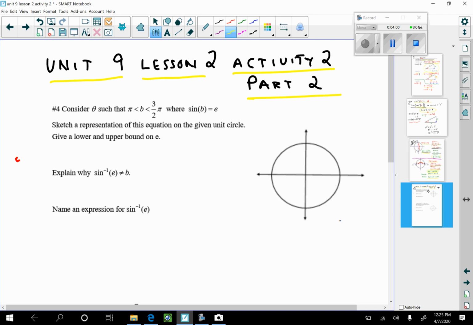Now we're going to consider an angle B between pi and 3/2 pi, and the sine of B is equal to E. The first thing I'm going to do is a graphical representation of this equation, sine of B is equal to E, where B is between pi and 3/2 pi. We can see right here that B is an angle.